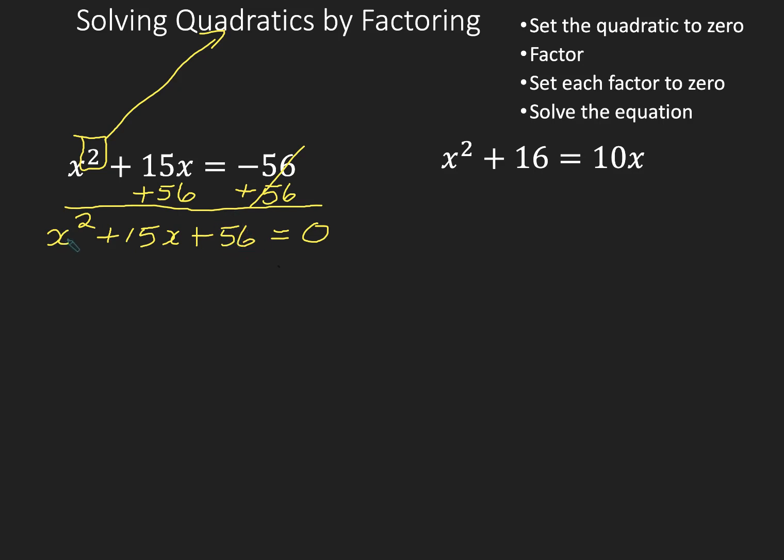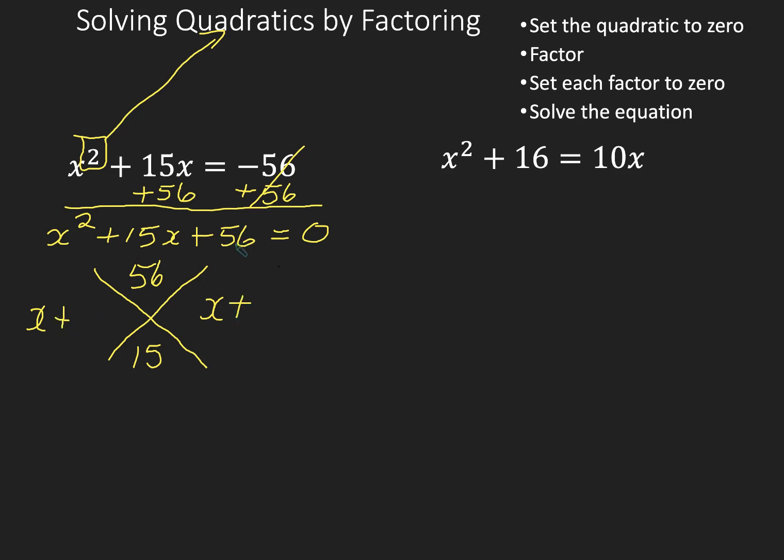Now I have to factor x squared plus 15x plus 56. So from my videos, you've noticed that when I factor, I use this x. So here's my 56, here's my 15. Okay, I'm going to have x here and x. Everything is positive, so I'm going to have a plus and a plus.